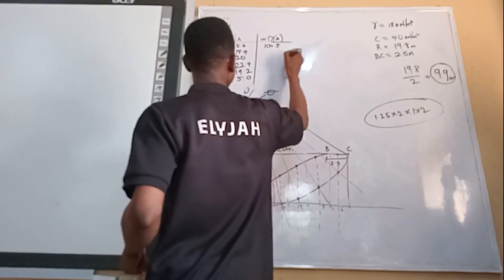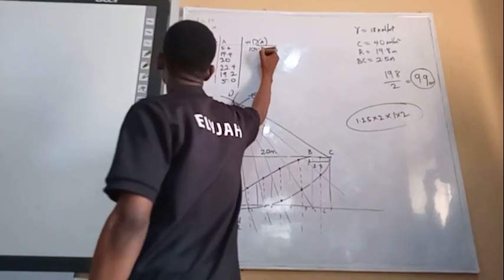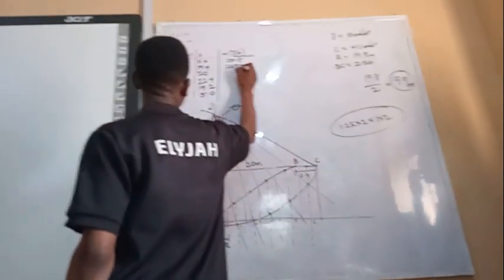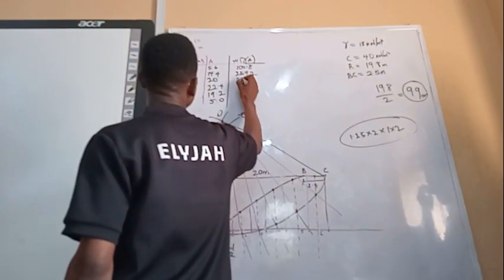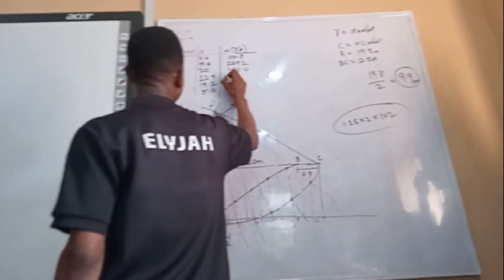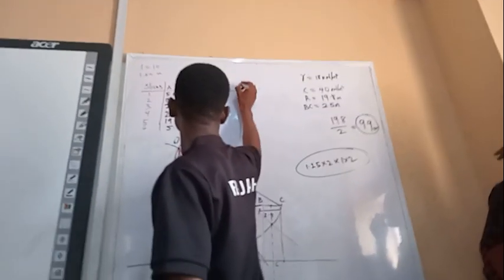Then the next one, 14.4 times 18 is 259.2. The next one will be 360. Then 43.2.